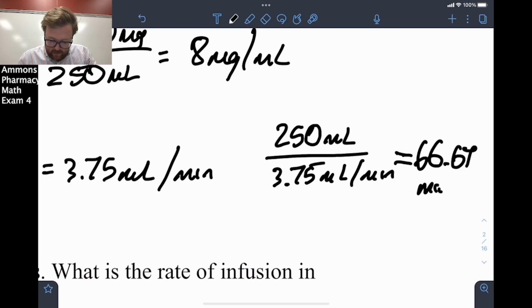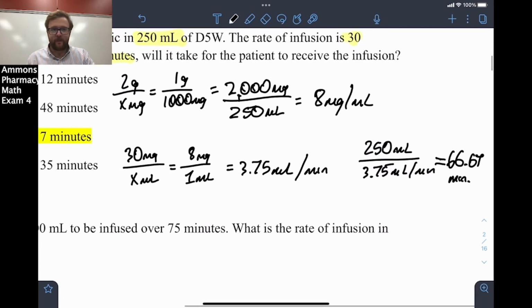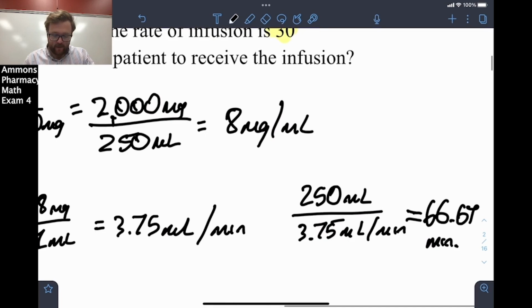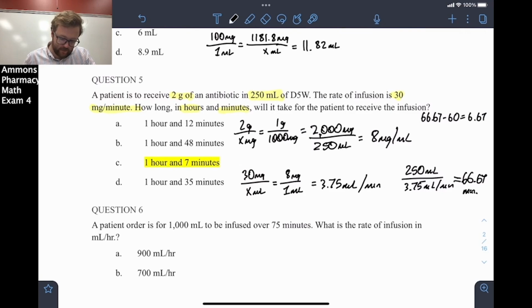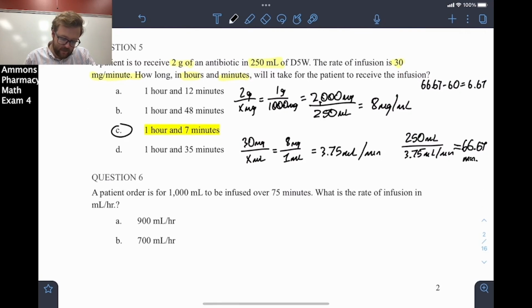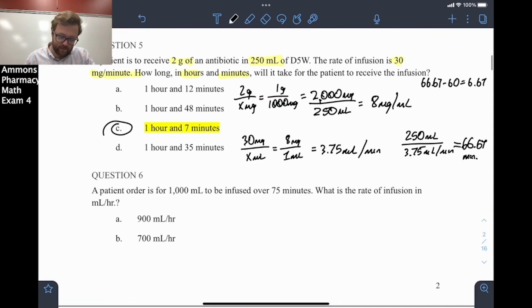66.67 minutes. Okay, so this is where things get tricky. We have to remember, how many minutes are in an hour? There are 60. So I'm going to go ahead and subtract 60. So 66.67 minus 60, which is an hour, I'm left with 6.67 minutes. So we have 1 hour and 6.67 minutes, and that's our best answer. Okay, just don't get confused on when it says minutes or hours. We have to remember there are 60 minutes in an hour.